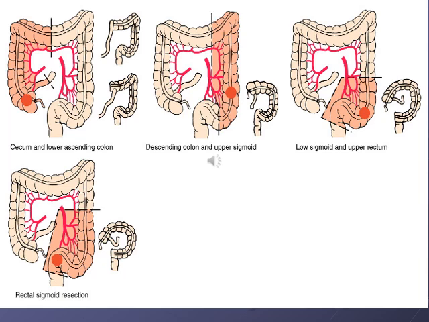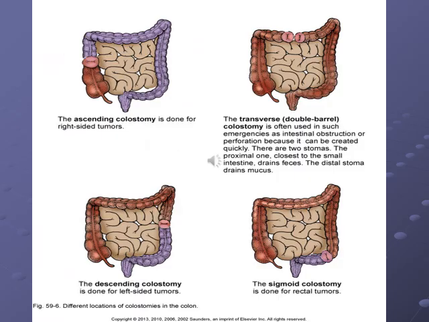So the bottom one is the rectal sigmoid resection. They've removed all of that shaded peach color. That's what was removed. And again, on the next slide, we'll talk about what we would expect for the stool consistency to be based on how much is removed. So let's look at these pictures.